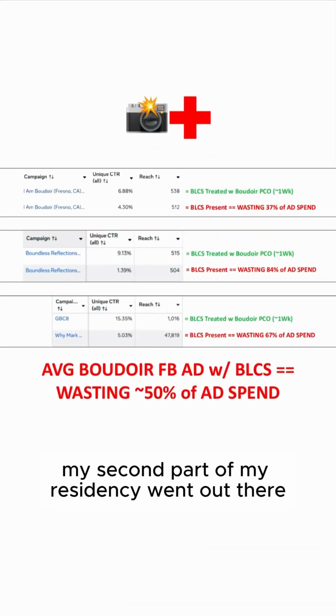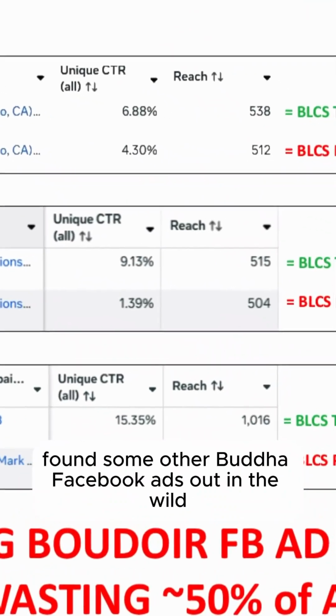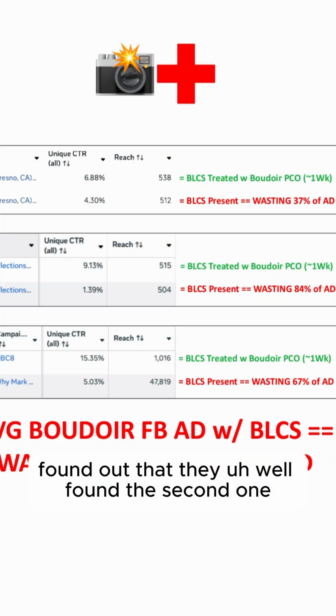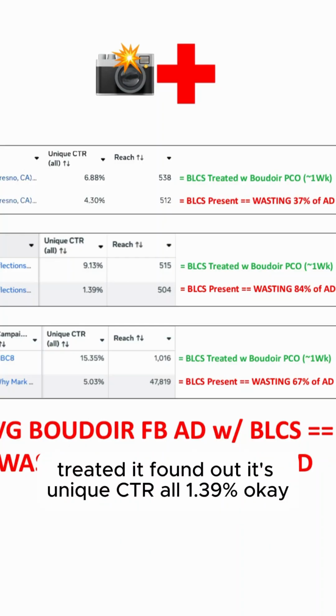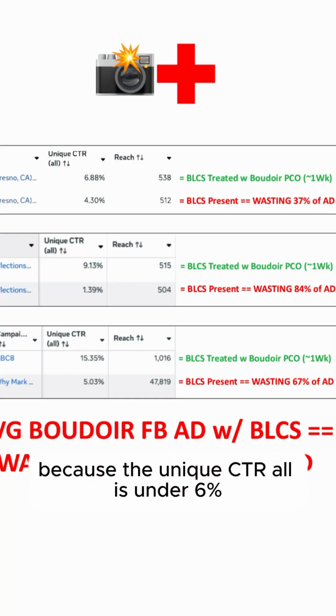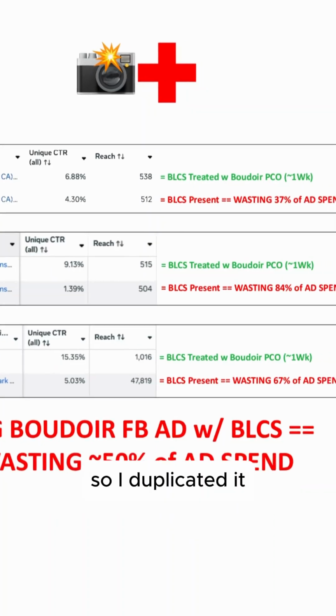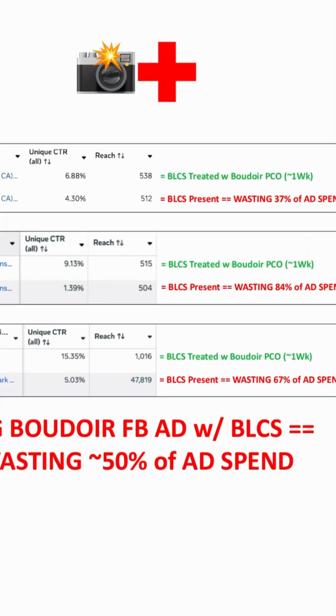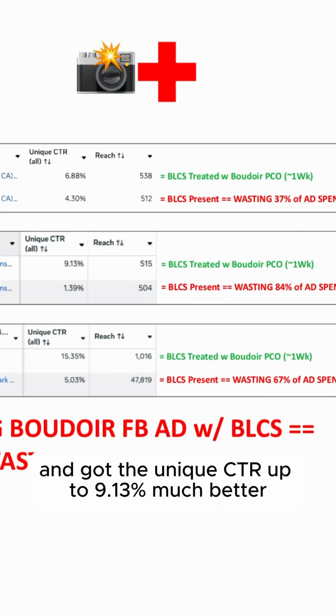All right, next we look at my second part of my residency. I went out there, found some other boudoir Facebook ads out in the wild. Found the second one, brought it to the hospital, treated it, found out its unique CTR all is 1.39%. Okay, so we know that BLCS is present because the unique CTR all is under 6%. So I duplicated it, treated it with boudoir pico, took about a week, and got the unique CTR all up to 9.13%, much better.